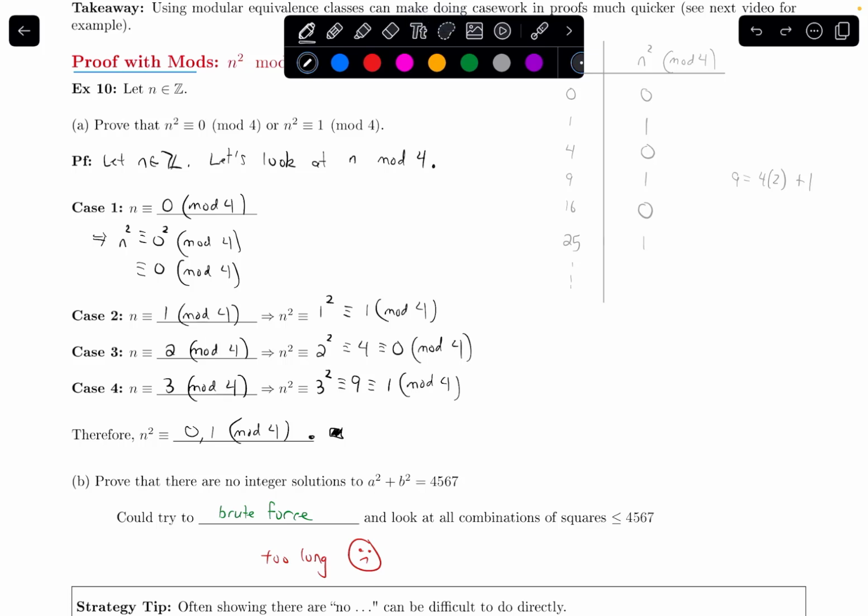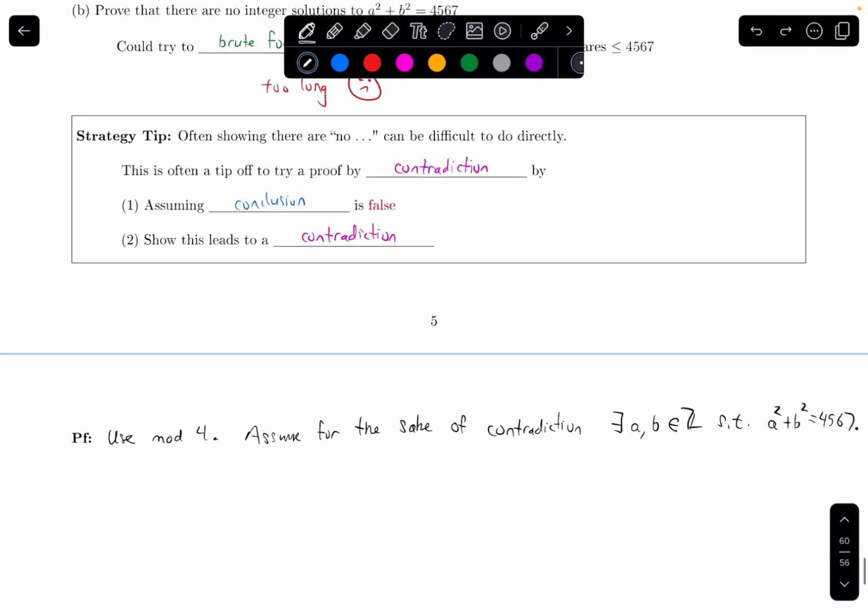And one of the things I know, based on what I proved above, is that perfect squares have a very limited number of remainders mod 4. Either the remainder is 0 or 1. So maybe when I add them together, the remainder of this side won't match the remainder of the other side. Because if that happened, that's an impossibility. That would be a contradiction. So indeed, that's what we're going to try to get.